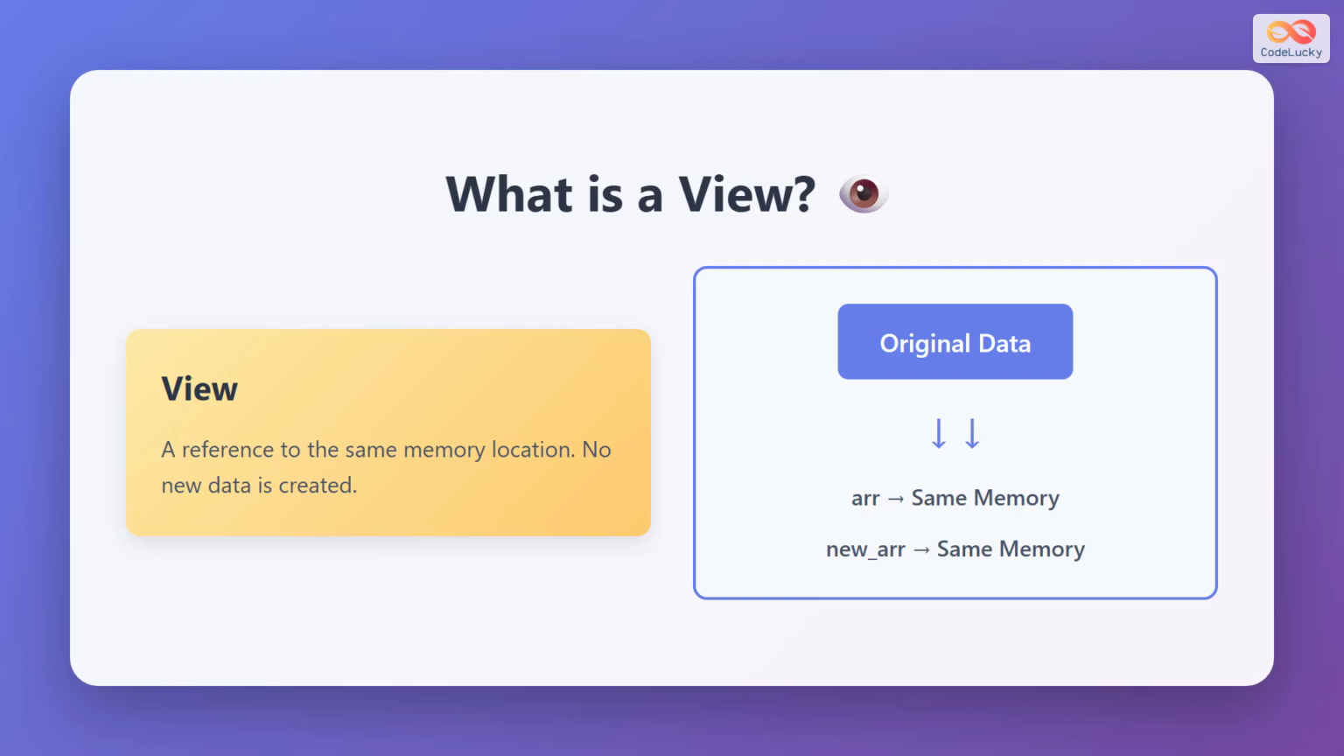A view is simply a reference to the same memory location as the original array. When you create a view, no new data is actually created. Instead, both variables point to the exact same memory location. Think of it like two different labels pointing to the same box. If you change the contents through one label, you'll see the change through the other label too, because they're both accessing the same underlying data.